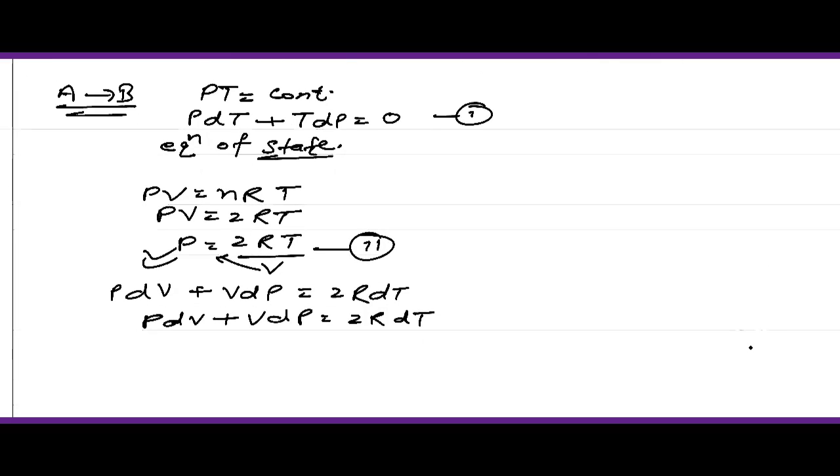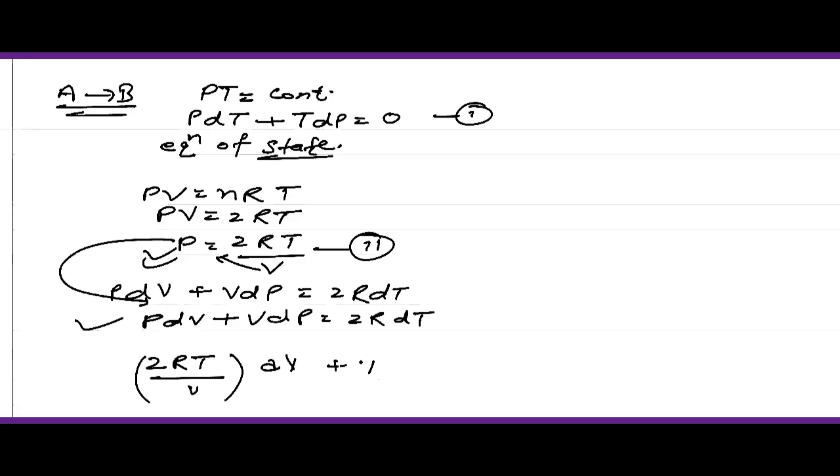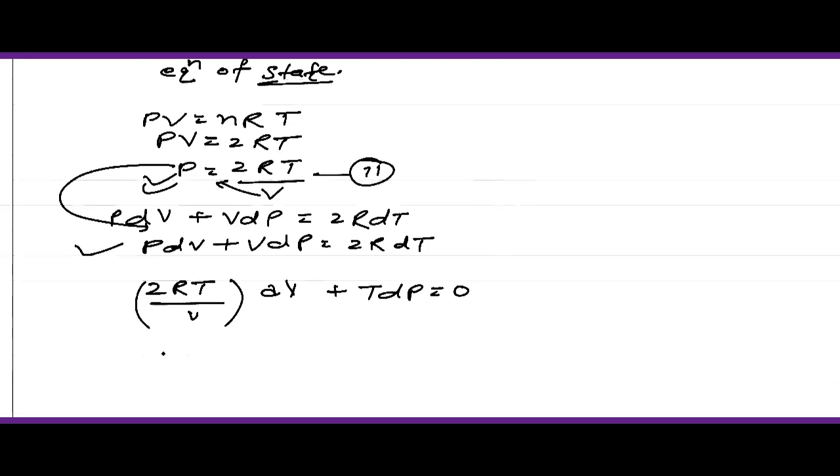Okay, now put the value from the first equation in this equation. Not from the first equation, actually the value of P should be put here. So P is 2RT by V, and dV is as it is, plus TdP, that will be equal to 0. Okay, so after this we can say that 2R dT plus VTdP, that will be equal to 0.